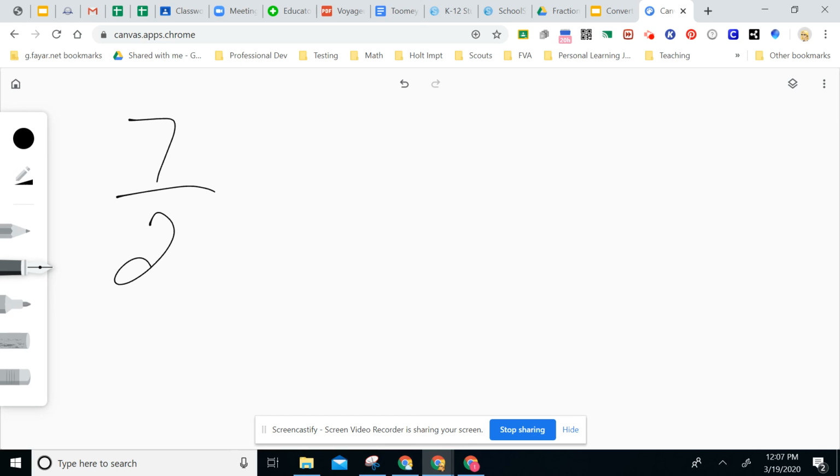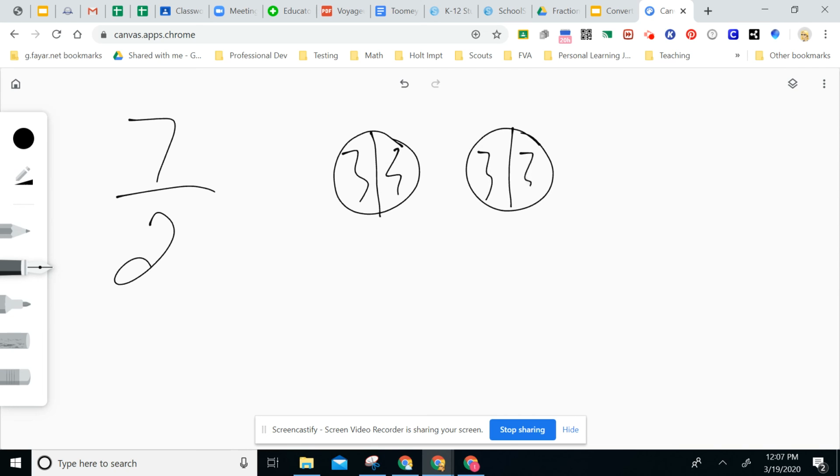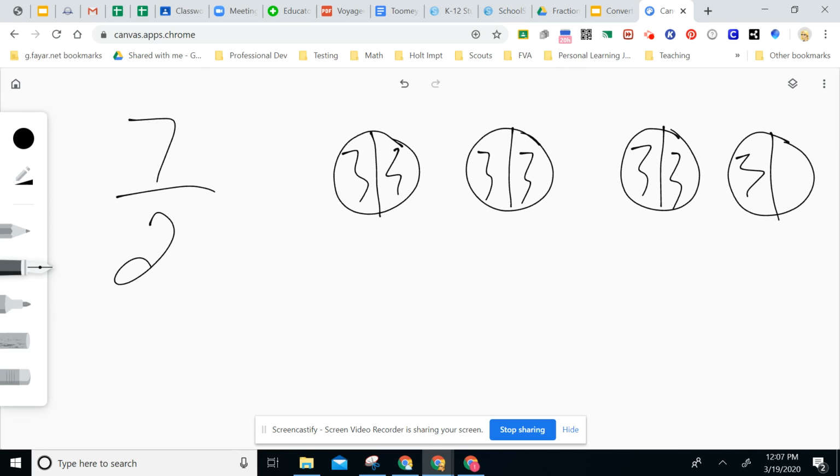Hopefully you solved this a couple different ways. Let's draw the model first. We know we have 7 pieces, each a half, and I'm going to do circles this time just to be different. So I need 1, 2 pieces, 3, 4 pieces, 5, 6 pieces, and 7 pieces. So what is this? This is a mixed number. I have 1 whole, 2, 3, and 1 half. This could be pies, it could be pizzas, whatever works.